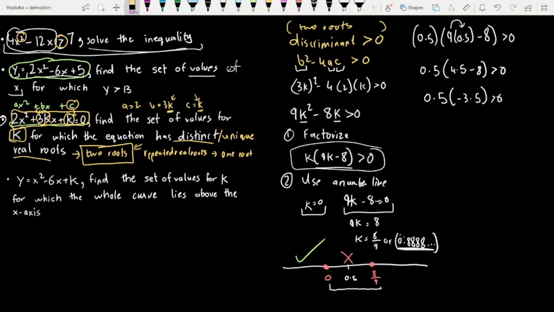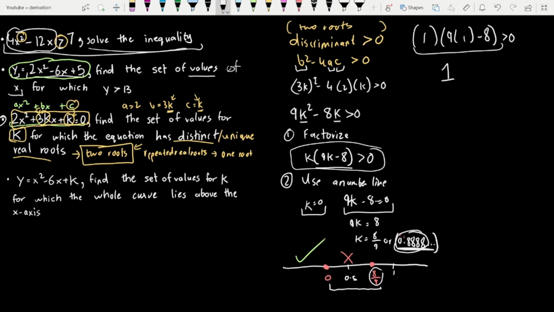So now we move over to our last section, and I can pick a value. Let's say I pick 1, because 1 is clearly greater than 0.888, or 8 over 9. So if I put my 1 into the equation, all of this is going to solve out to give me 1. And is 1 greater than 0? Well, yes, it is. So you put a check mark on there. So the two regions that you have are greater than 8 by 9 and smaller than 0.